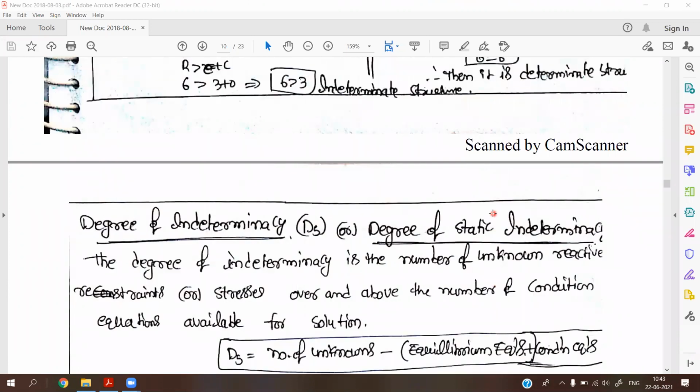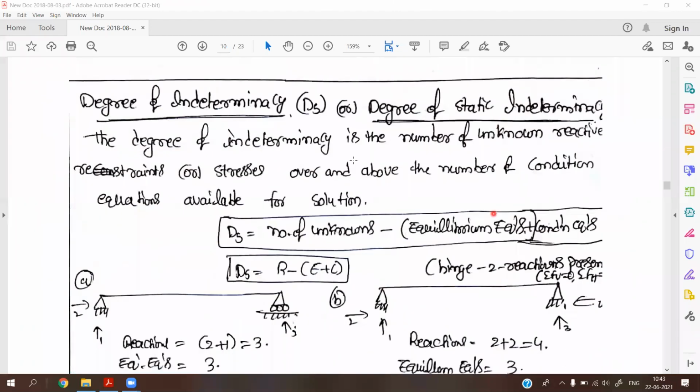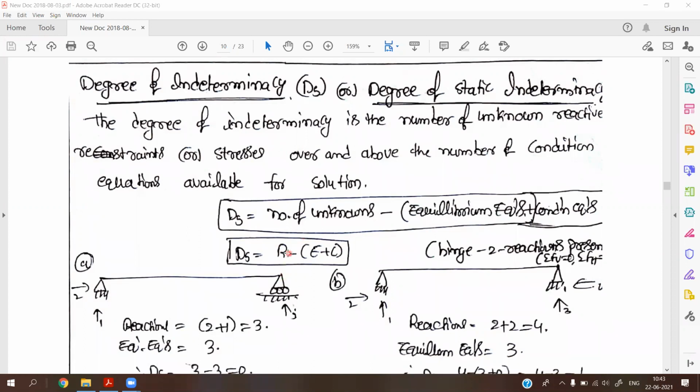Next, degree of indeterminacy, the most important one. Simply we can call it the degree of static indeterminacy. Static indeterminacy is the number of reactions minus equilibrium equations. If we include conditional equations, then it may vary. But degree of indeterminacy depends upon the number of unknowns minus equilibrium equations. Number of unknowns means reactions, so reactions minus equilibrium equations, simply keep that in mind.